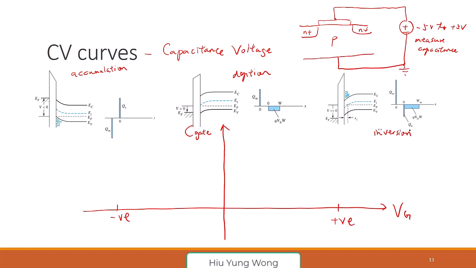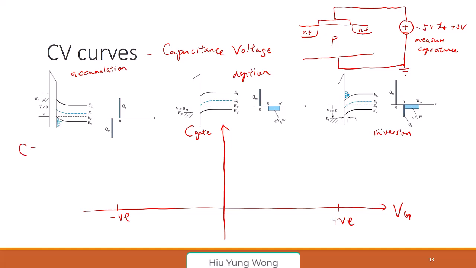Again, let's remind, what happened to accumulation? When I apply negative VG on the left, I accumulate a lot of holes here. So effectively, this is a conductive plate. So what capacitance do I get? It's just the capacitance due to the oxide, right? Because whenever I change the voltage a little bit, all the charge will go here.